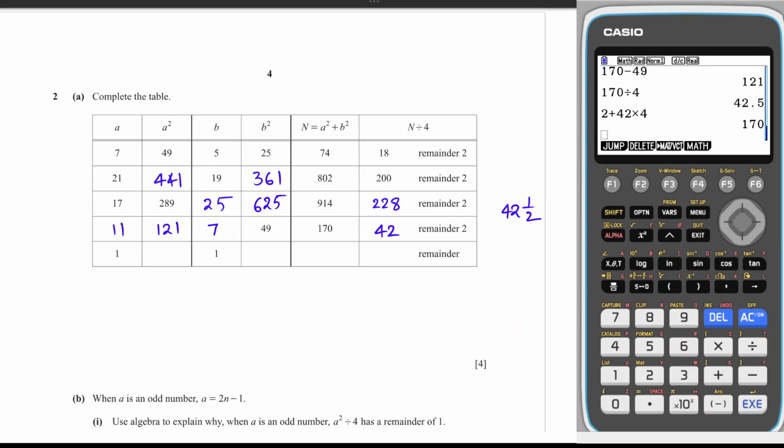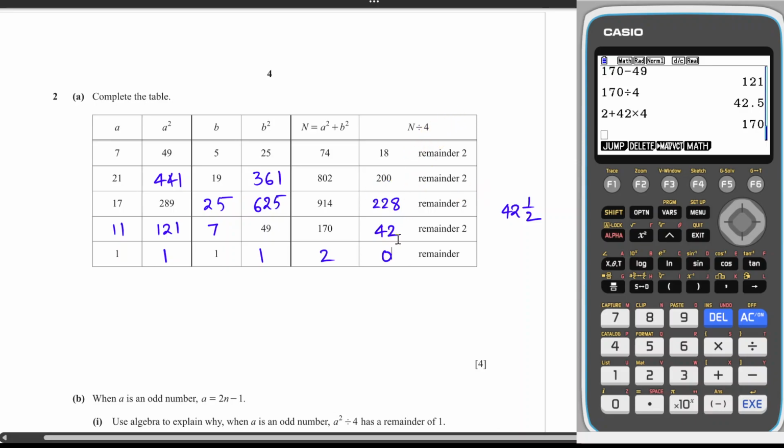Right? Here again we have both of them are 1, so 1 and 1, and total will be 1 square plus 1 square, which is 2. Remainder is definitely 2. So here 2 divided by 4 gives me the quotient 0, remainder 2. So this table is also completed.